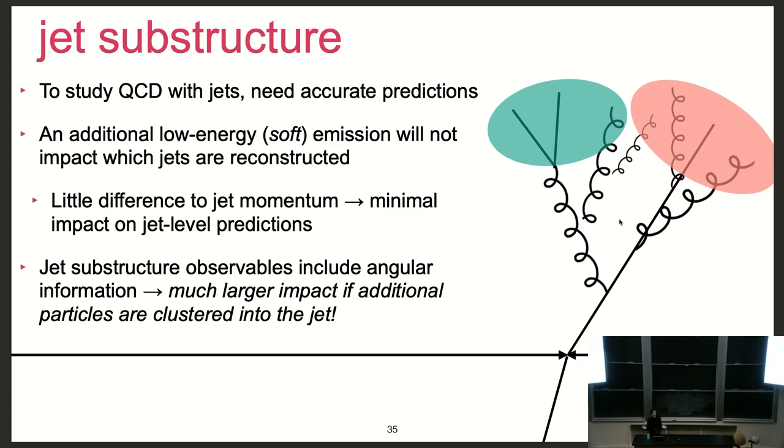And so this isn't really going to change the energy of the jet by very much. So this is fine if you're just trying to make a prediction for a jet momentum. This isn't really going to make any impact on anything. That being said, if you want to actually look at the structure of a jet, the jet substructure, then this is going to add something that can be a little bit more impactful because this includes angular information. And so by adding something that's a really wide angle, even though it's low PT, low energy, this can have a pretty big impact on some observables that you might want to reconstruct. So things like the jet mass, for instance, could be very impacted by this.